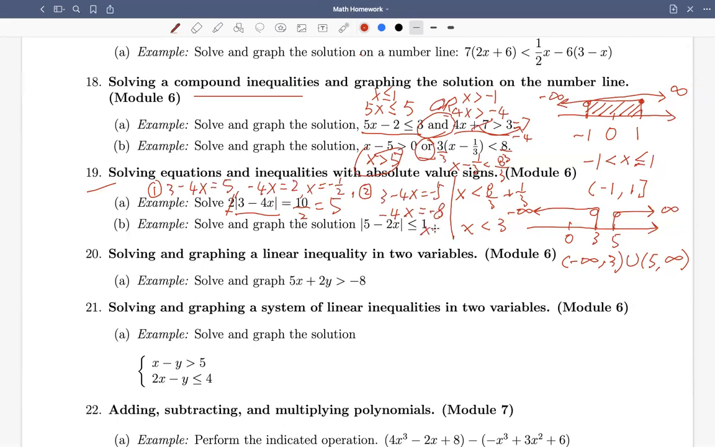Divided by 4, negative 4 on both sides, so x equals 2. 2 solutions. Because this absolute value has to be positive or 0, right? Non-negative. But the x itself, the inside x itself can be negative, it can be positive.